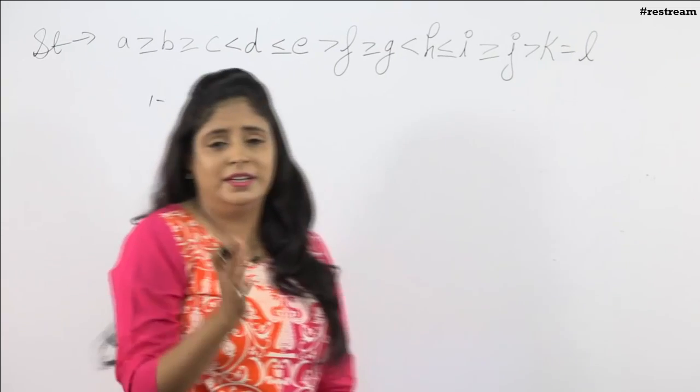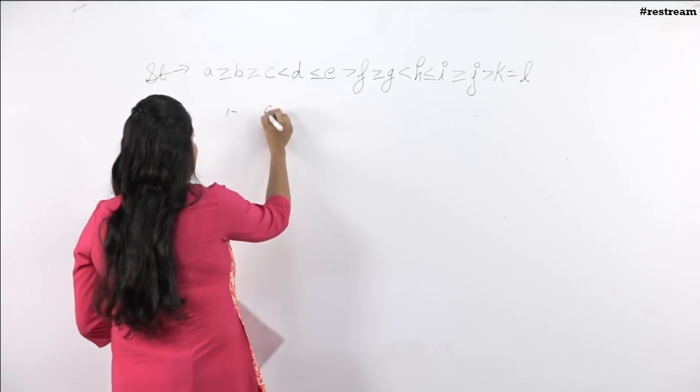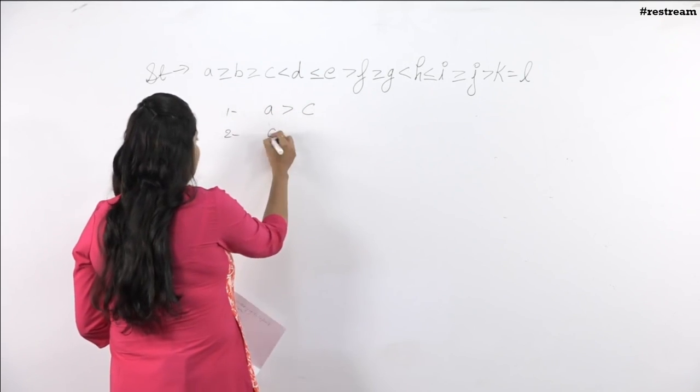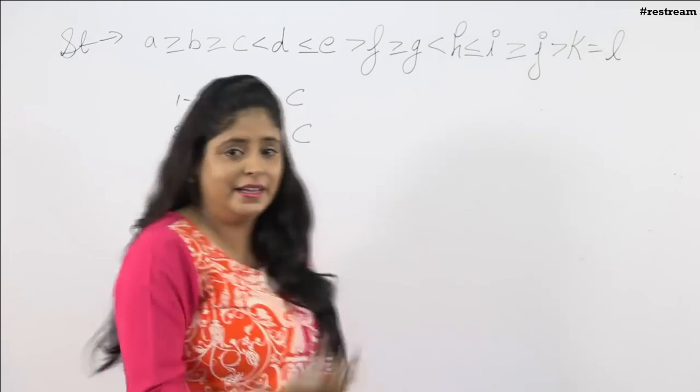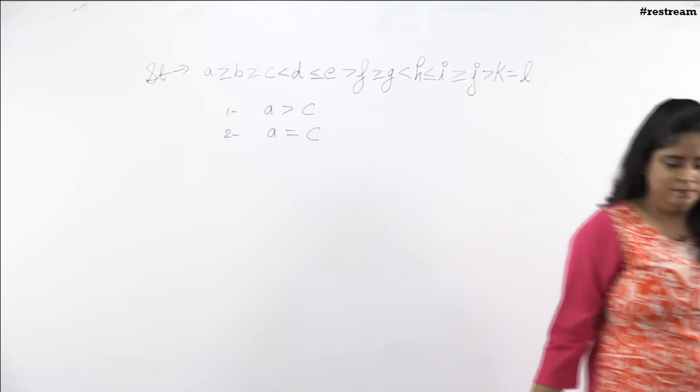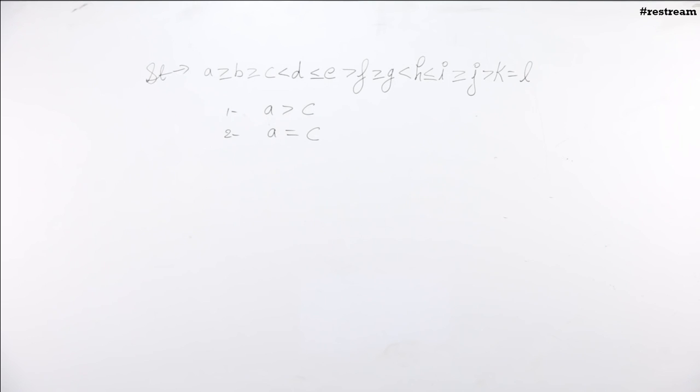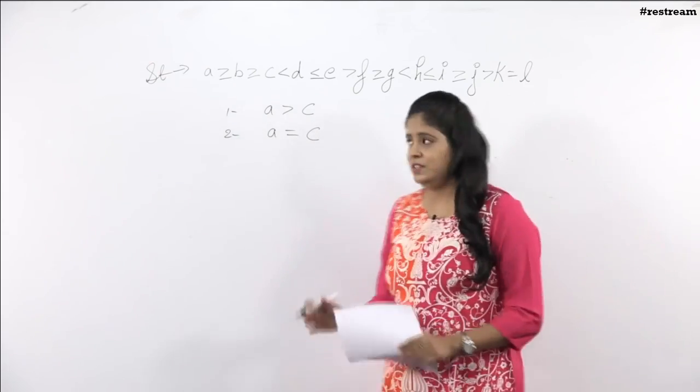My first conclusion, now I want your attention. I am asking you, my first conclusion is saying A is greater than C. And the second conclusion is saying A is equal to C. What is your opinion regarding these conclusions? What is your answer? So, what is your answer for this conclusion?